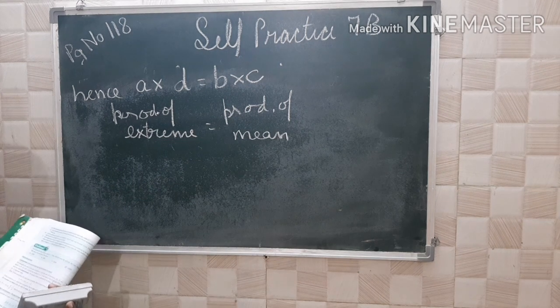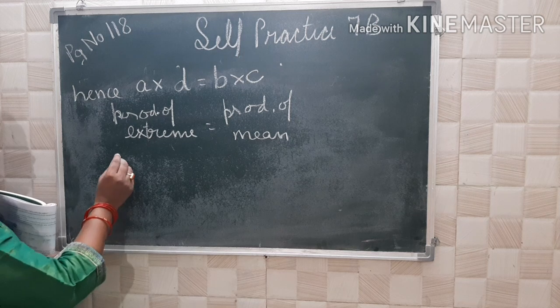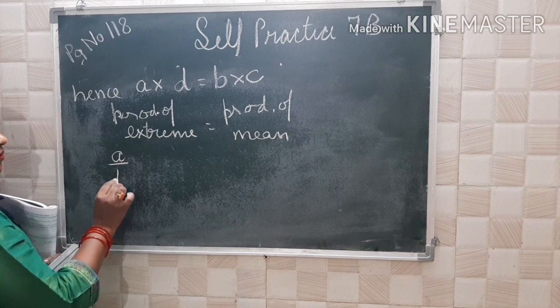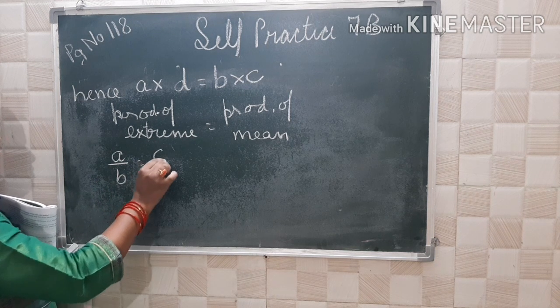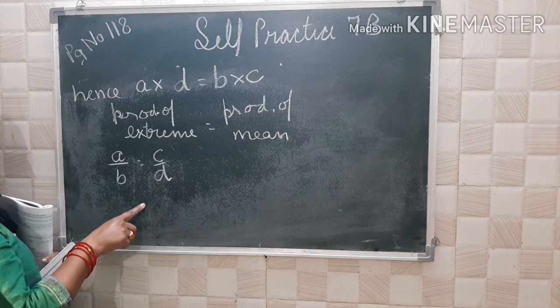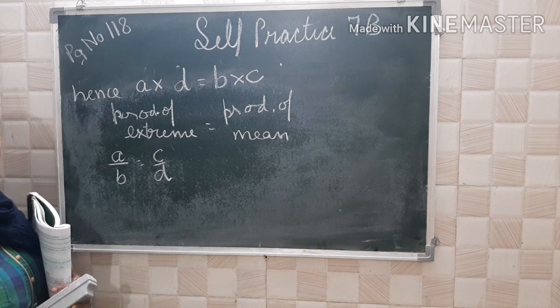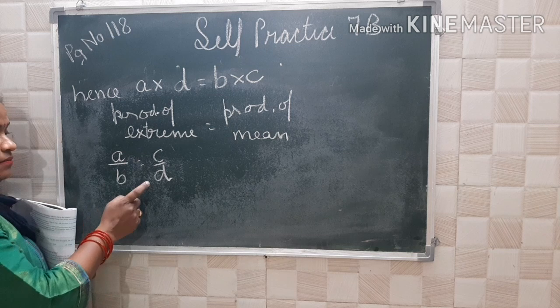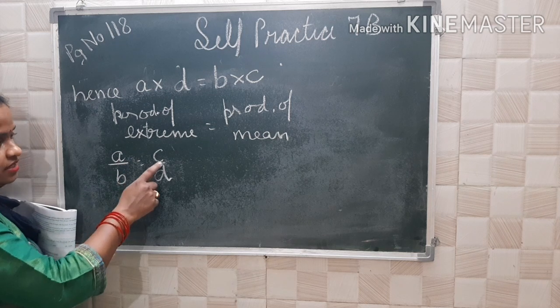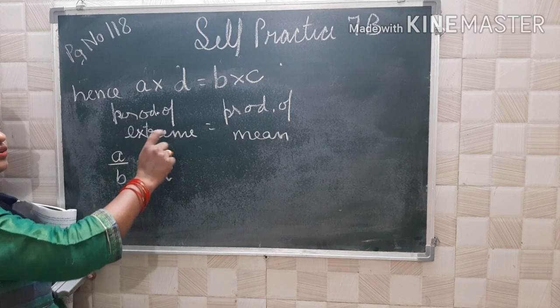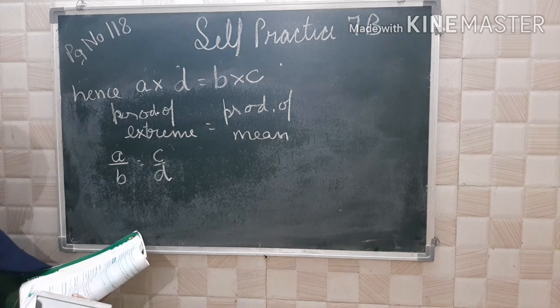Now the next point: it may also be written as A upon B is equal to C upon D. When you are making equal ratios, what are we doing? Cross multiply, meaning A into D and D into C. In the same way, the product of extremes is equal to the product of means.